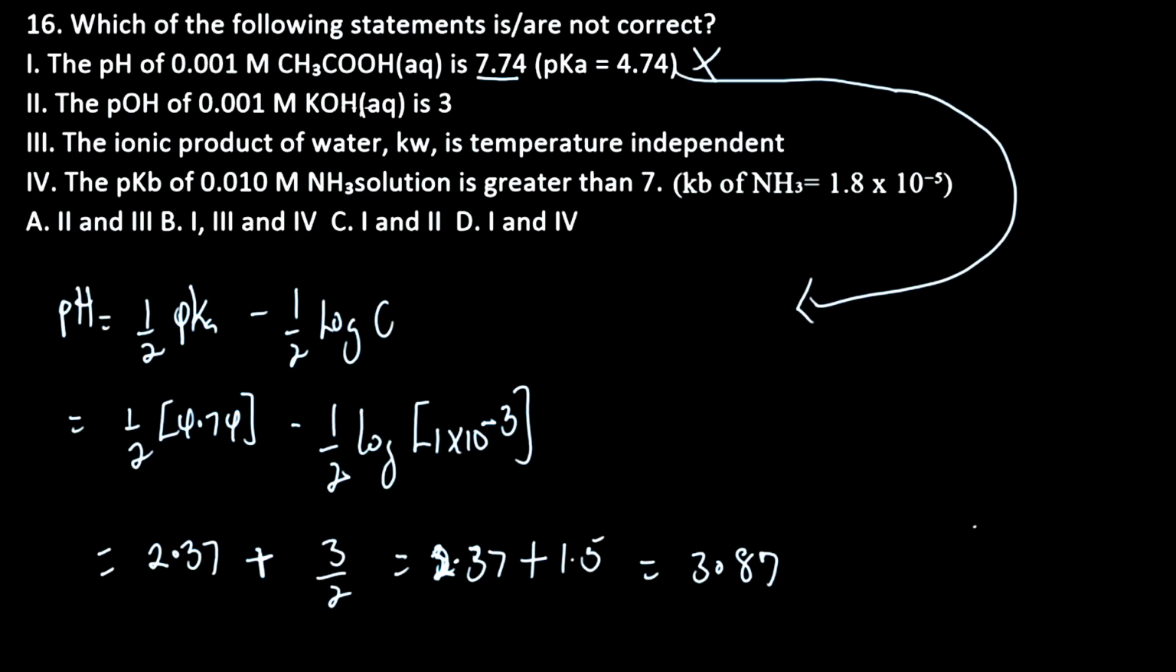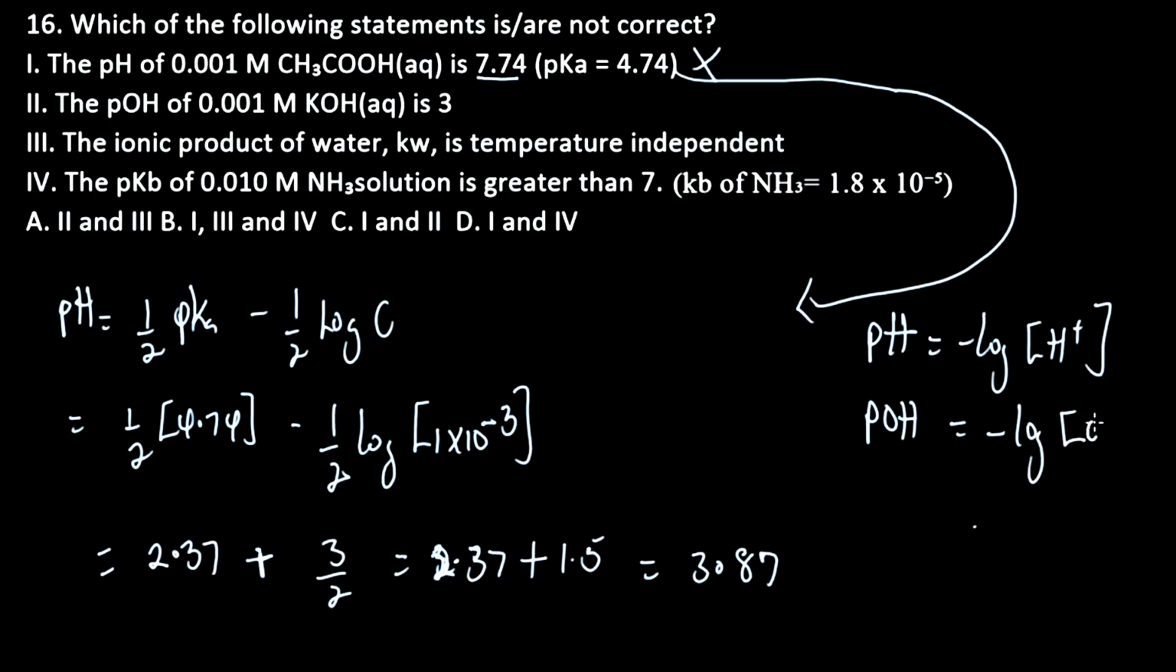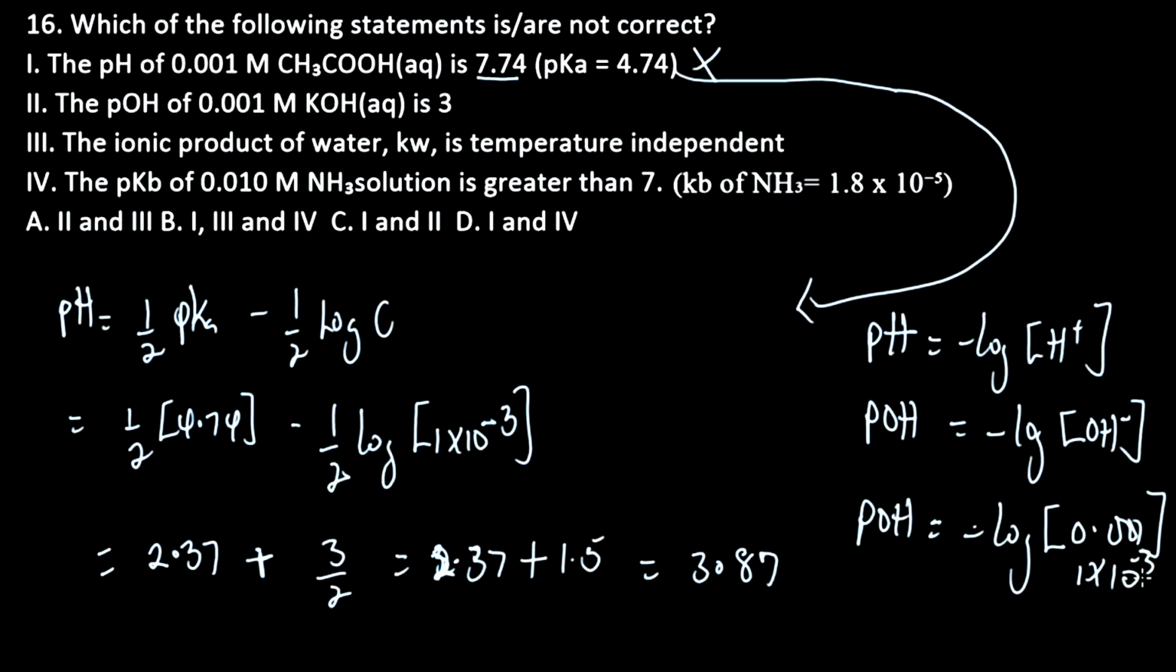So the pOH of KOH is this. The pH of a strong acid is negative log of H plus. So the pOH of a strong base also is negative log of OH minus. We therefore have that the pOH equals negative log of 0.001, which is the same thing as 1 times 10 raised to power minus 3. So the pOH equals 3. So this is right. The ionic product Kw is temperature dependent. At 25 degrees Celsius, Kw is 1 times 10 raised to power minus 14. When the temperature changes, the value changes. So we've been able to say that 2 and 3 are right already. So options 2 and 3 are right.